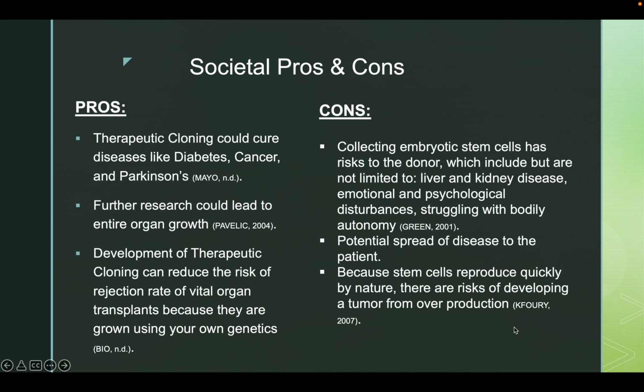And then because stem cells reproduce quickly by nature, it's the beauty of them here, right? There are risks of developing a tumor from overproduction. So this is something that has been seen in rare cases, but still definitely something to consider because we're talking about the overall pros and cons here, right, of the health benefits for our society. So, taking all things into consideration, whether they're rare or not, is important, and especially with the future developing of this research, definitely something to just observe and know about.